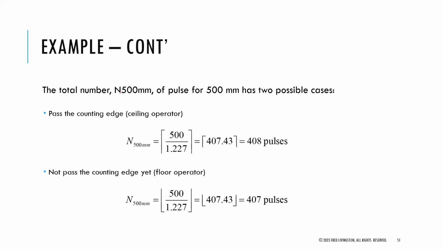And you have to either floor or ceiling that, because you cannot have half a pulse. It has to be a whole number. So just remember that. That could be a minus one point or something like that if you don't do that.